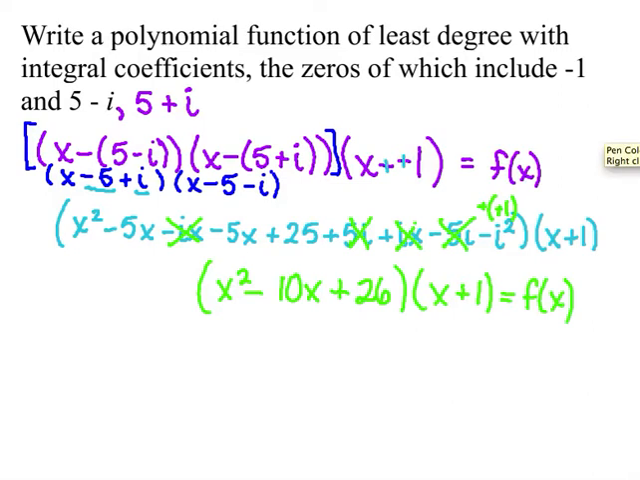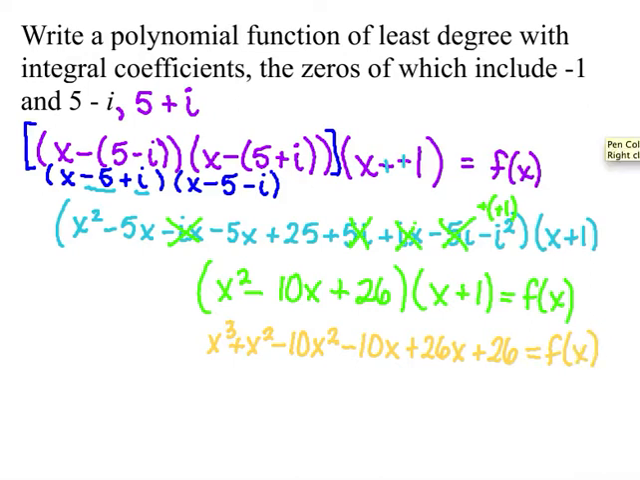So let's start with the x squared first. x squared times x is x cubed. x squared times 1 is x squared. Negative 10x times x is negative 10x squared. Negative 10x times 1 is negative 10x. And then 26 times x is 26x. And then 26 times 1 is 26.